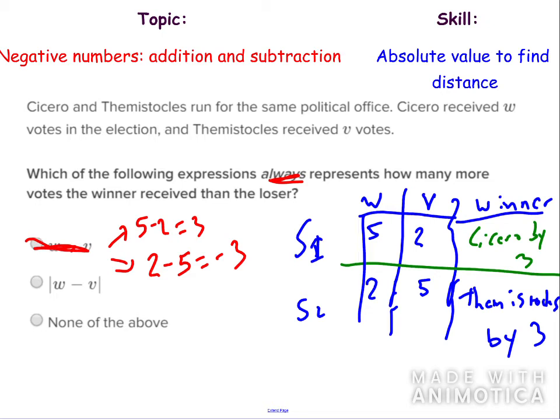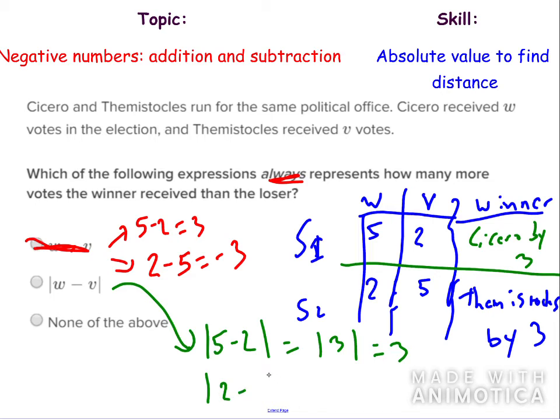But let's try in green the absolute value of W minus V for the 2 scenarios here. So W minus V would be 5 minus 2, but we find the absolute value of it. So the absolute value of 5 minus 2 is the absolute value of 3, which is equal to 3. So it does work. Let's try it for the other scenario. That would be W is 2 and V is 5. So the absolute value of 2 minus 5 is the absolute value of -3, which is also 3.